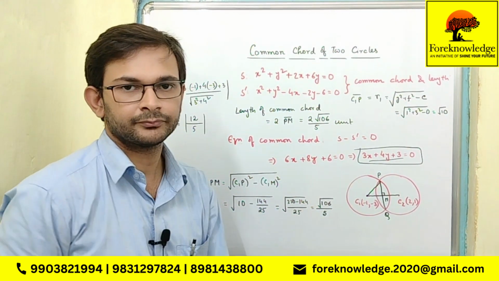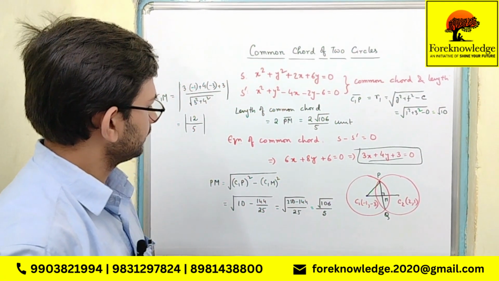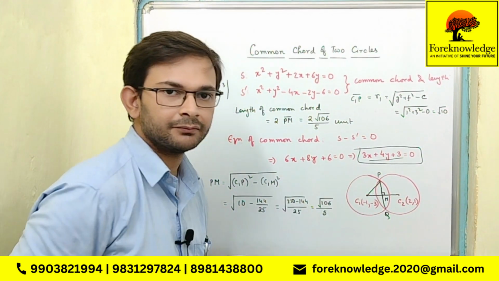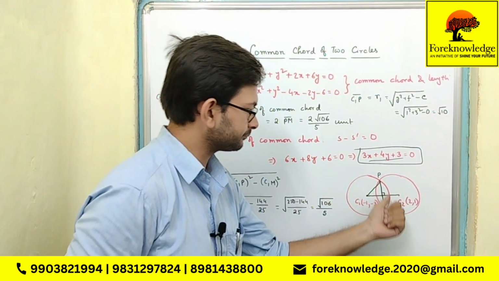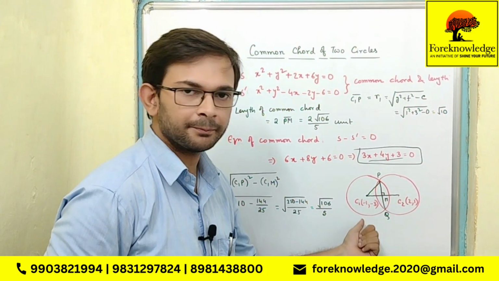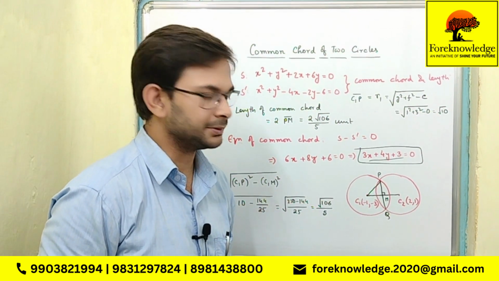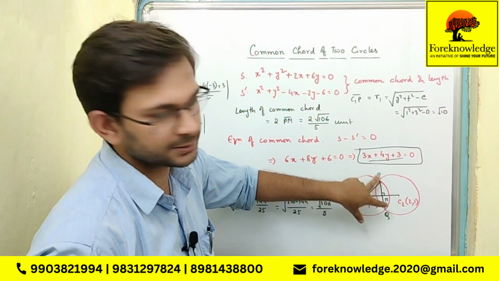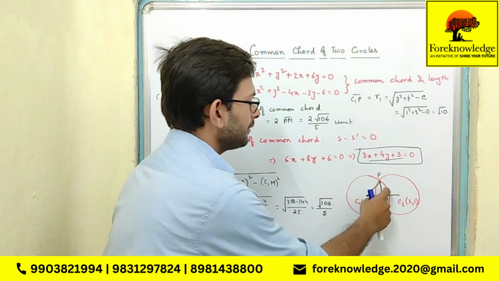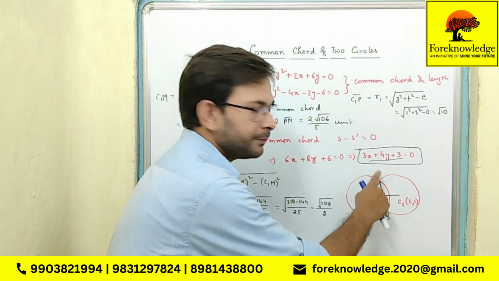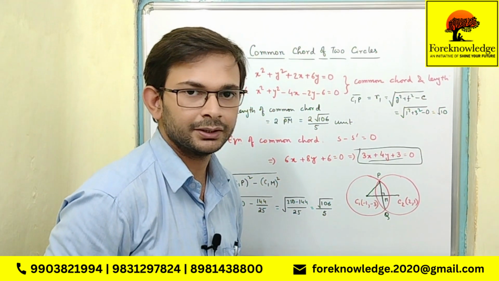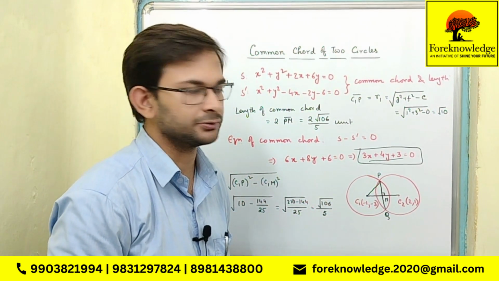Got it? Okay. This length part, is it clear? This C1C2 is perpendicular to PQ. Now since from C1 to C2 we are drawing a perpendicular, this PQ is divided into two parts, PM and MQ. We are calculating the distance of PM. Now what is PM? PM is nothing but root under C1P square minus C1M square, because this is a right angle triangle. In right angle triangle we use Pythagoras theorem.